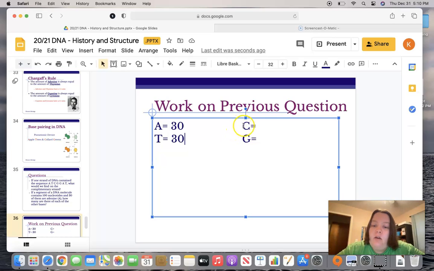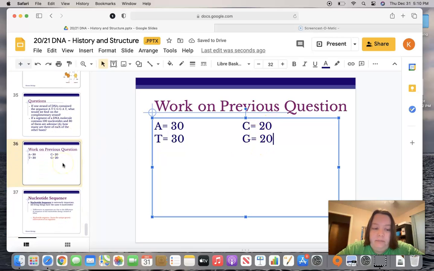And from there, I know that the number of C's equals the number of G's. I know that these two numbers have to be the same. So what I'm going to do is take my number that I have left and divide by 2. So I have 40 left, and if I divide by 2, 40 divided by 2 equals 20. So I know that both of those are 20.